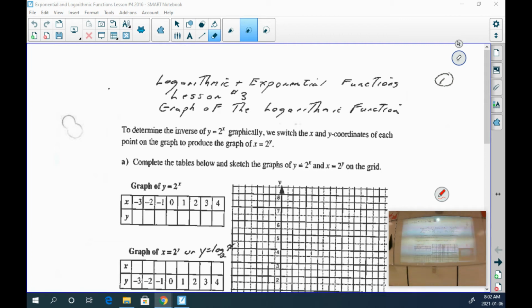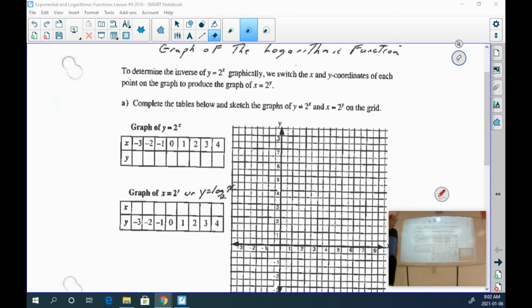Morning. Today we're going to look at or introduce the next part of our unit, the logarithmic function. What is it? How do we find it? Now we are going to use our understanding of inverses.